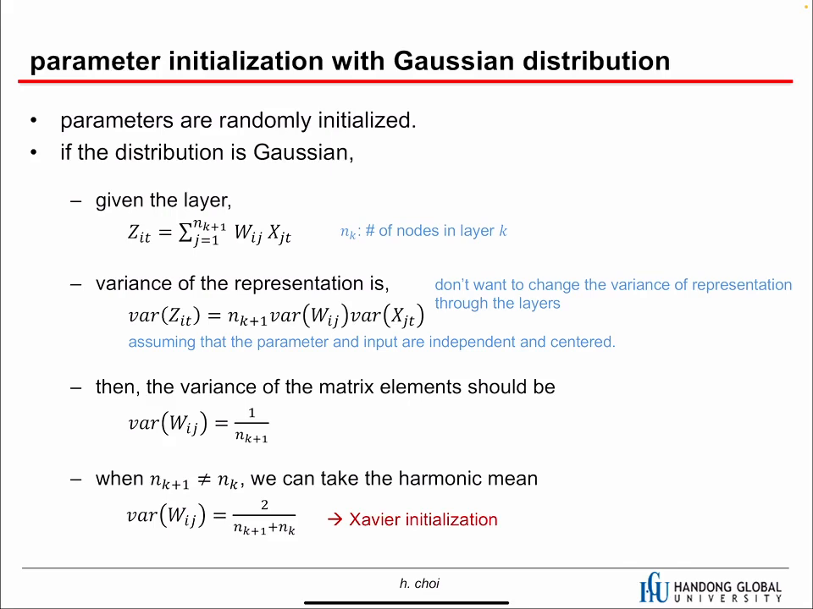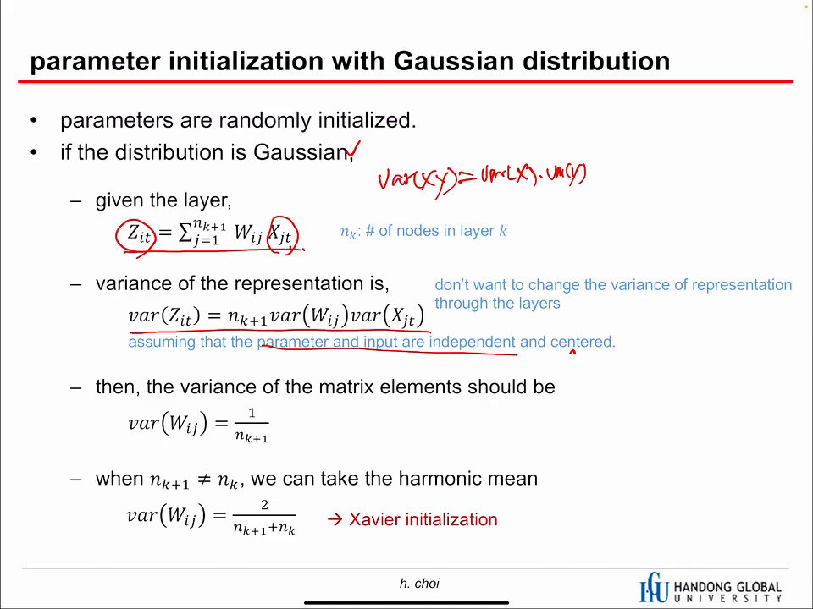So if the Gaussian is the distribution, and given the layer, X is a lower layer and Z is the upper layer, right before the activation function in the neural network, then we have this equation. And the variance of xy is actually the variance of x times the variance of y if they are independent. So if we assume this, then we can have this one.